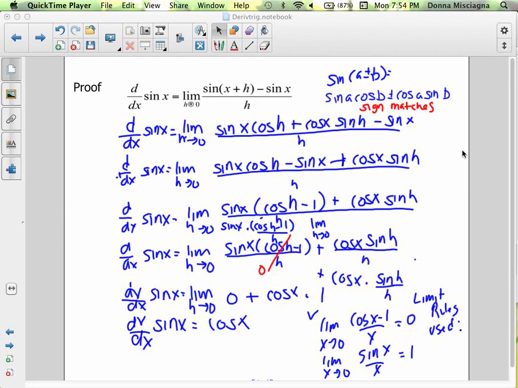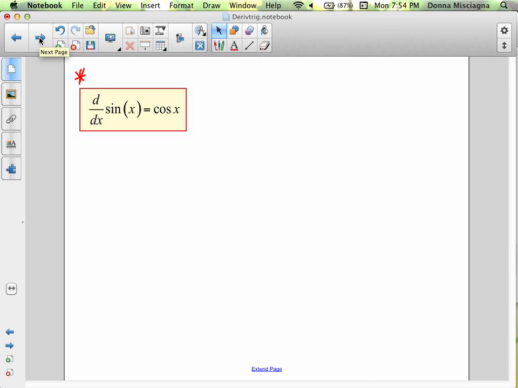Welcome back. Previously, we used the limit definition of the derivative to find the derivative of sine x. Using the limit definition, we found that the derivative of sine x is equal to cosine x. So when we differentiate sine x, we get cosine x.